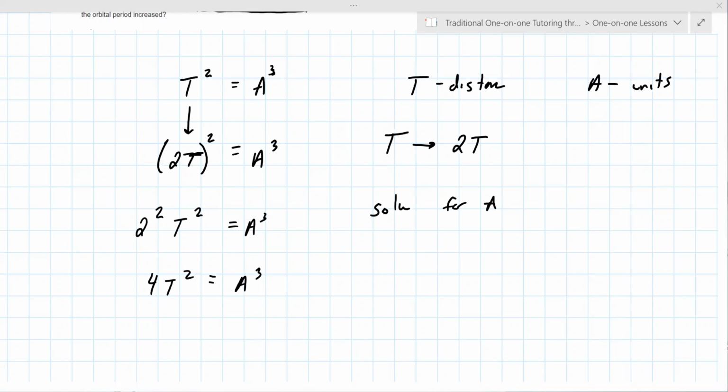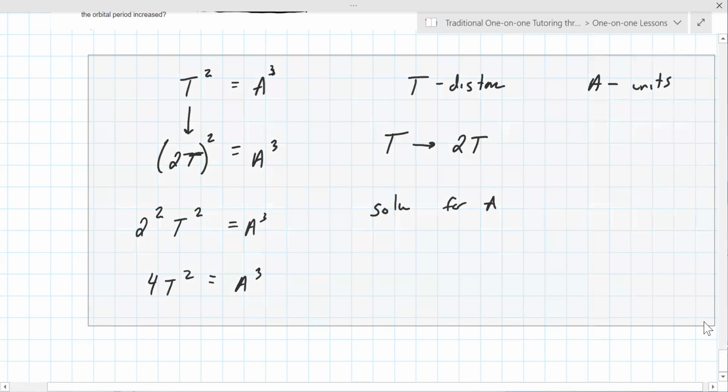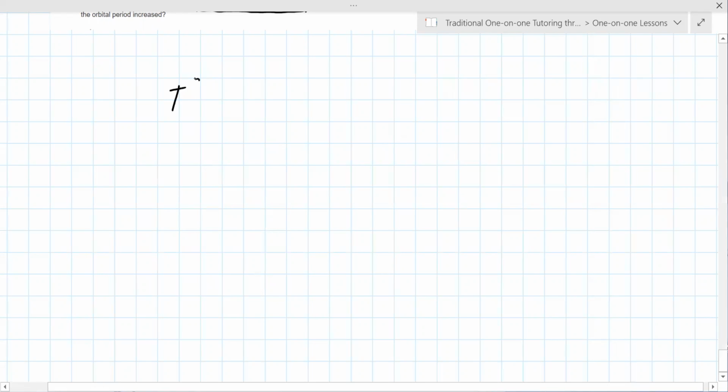Okay. I'm sorry, I gave you the wrong one. We need to start again. I did this backwards. T squared equals a cubed, and t is the orbital period. T is the period, and a is the distance.